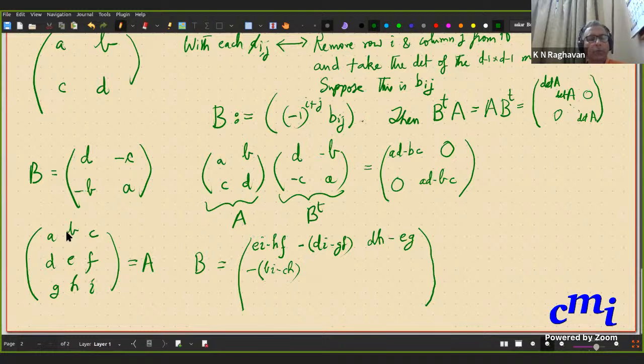Okay. And then I remove the row and column of E. And what do I get? AI minus CG. It doesn't matter whether you write GC or CG because the underlying things commute. We are taking it in a commutative setting. Okay. And here it is a minus sign. And it's AH minus BG.